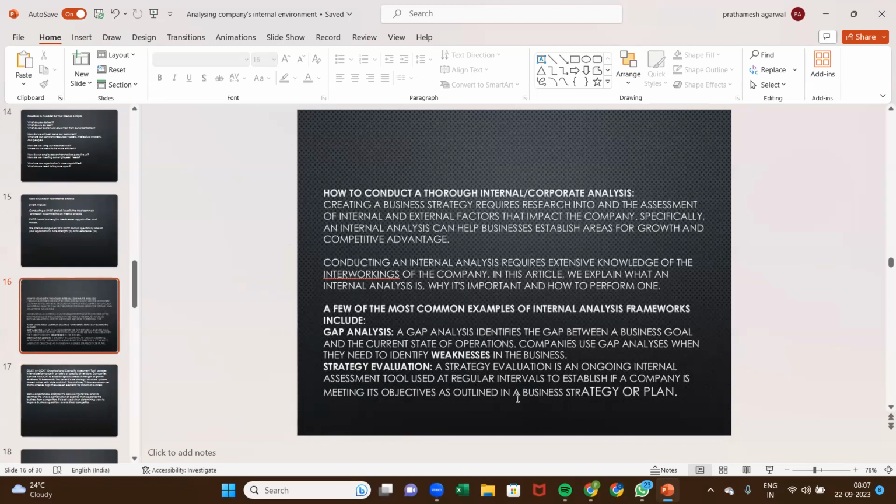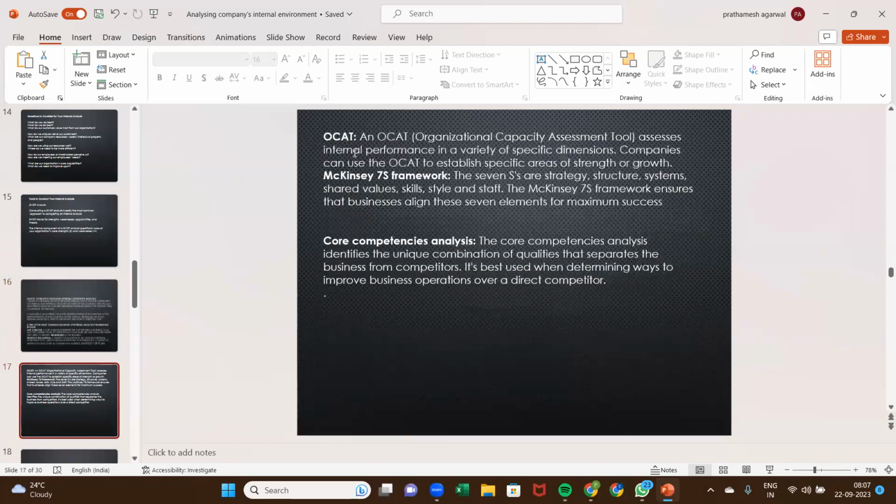I told you we are doing strategy planning, then we are doing formulation of strategy, and then we do strategy evaluation. Meaning, is the strategy really working? Are we on the right path? So, is the strategy meeting its objectives? Then OCAT. OCAT means Organizational Capacity Assessment Tool, which assesses the internal performance in a variety of specific dimensions. Companies can use the OCAT to establish the specific areas of strength or growth.